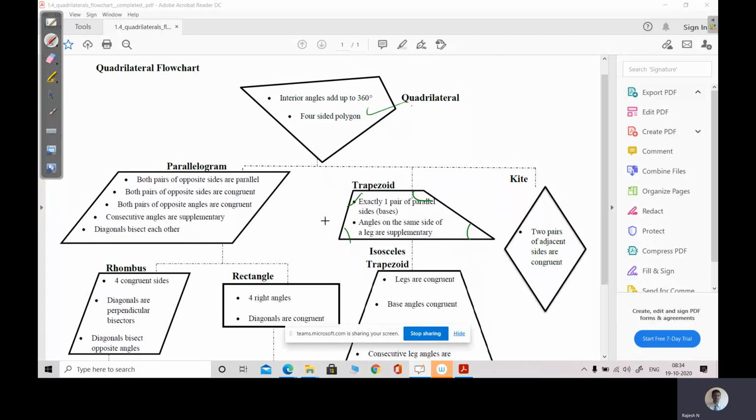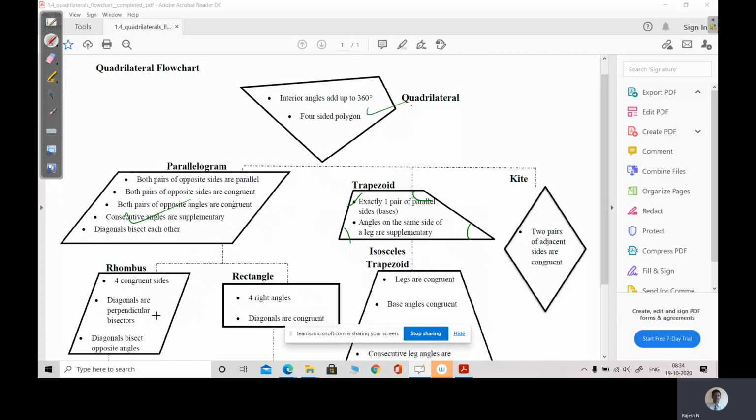Co-interior angles. And parallelogram: both pairs of opposite sides are parallel. Both pairs of opposite sides are congruent, congruent means same. Both pairs of opposite angles are congruent. Consecutive or adjacent angles are supplementary. Diagonals bisect each other. Next, from parallelogram to rhombus. Rhombus means all sides are equal, that means four congruent sides.